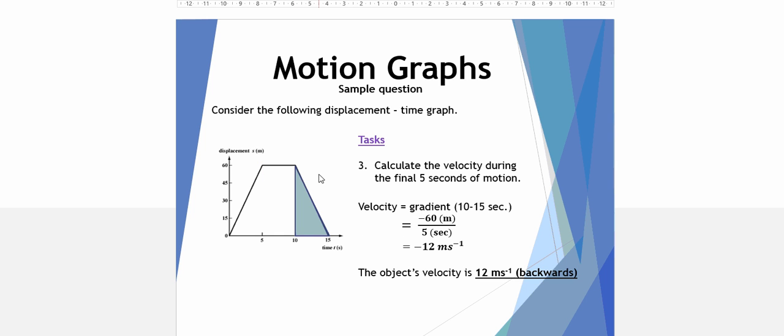Number 3, calculate the velocity during the final 5 seconds of motion. We can see yet again the rise over run gives us the velocity, the gradient that is. So this one isn't really a rise, it's a fall from 60 meters down to 0. So we have a rise of minus 60 meters and a run from 10 to 15 of 5 seconds. So in this example, the velocity is negative 12 meters per second. We would say the object's velocity is 12 meters per second backwards.